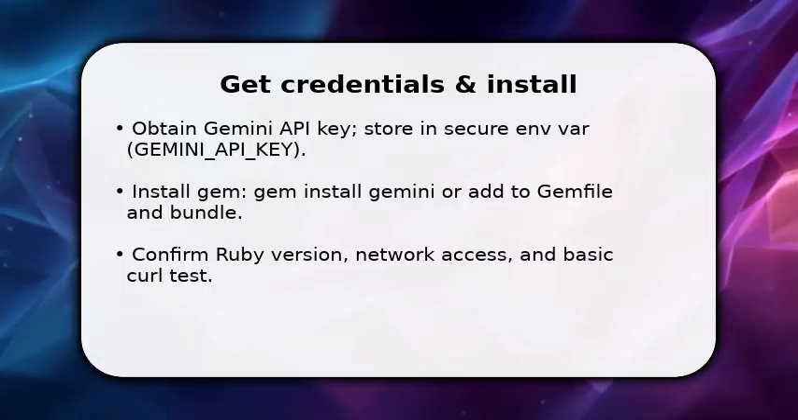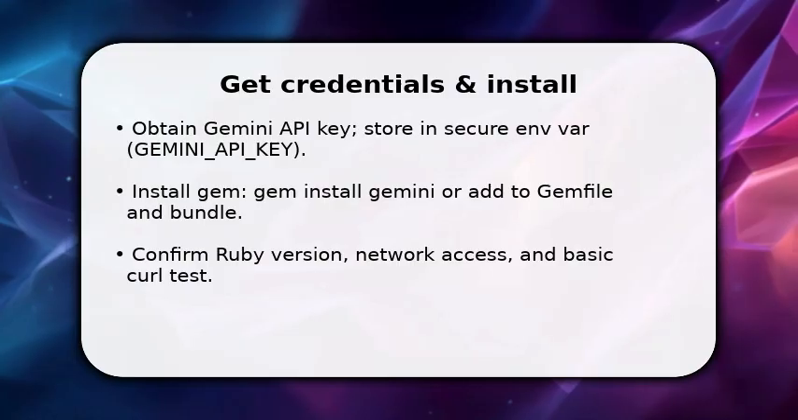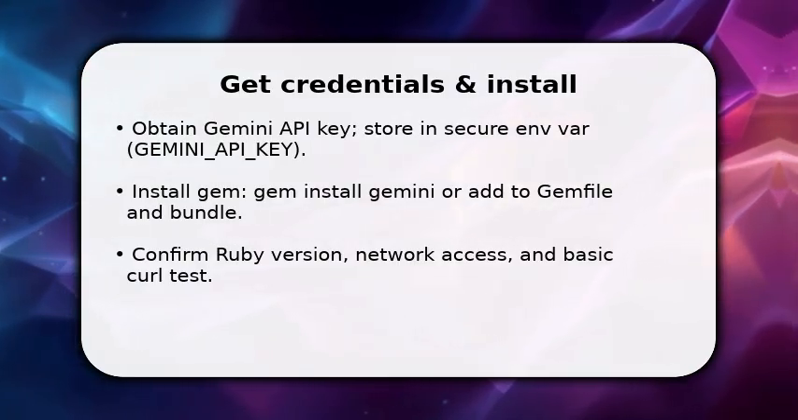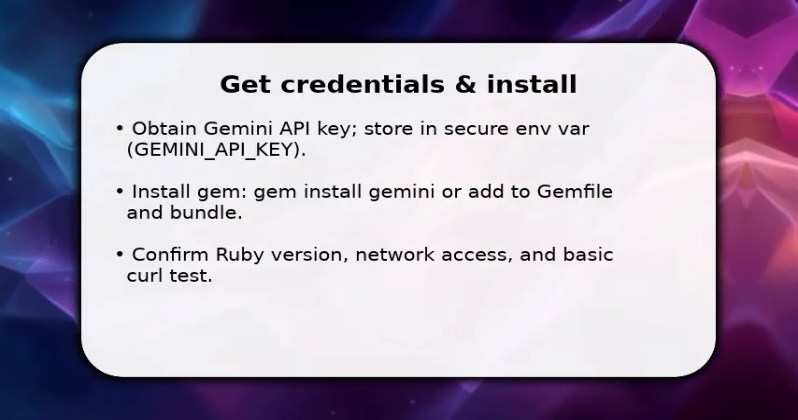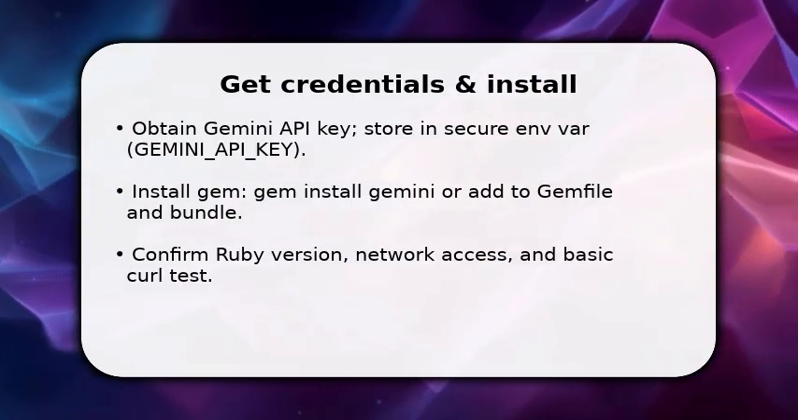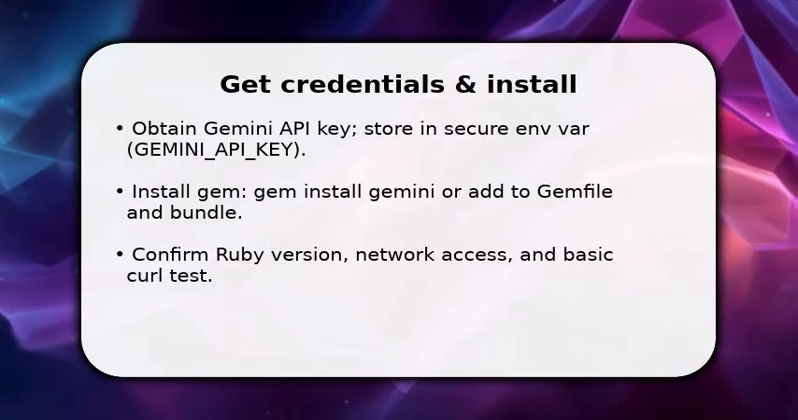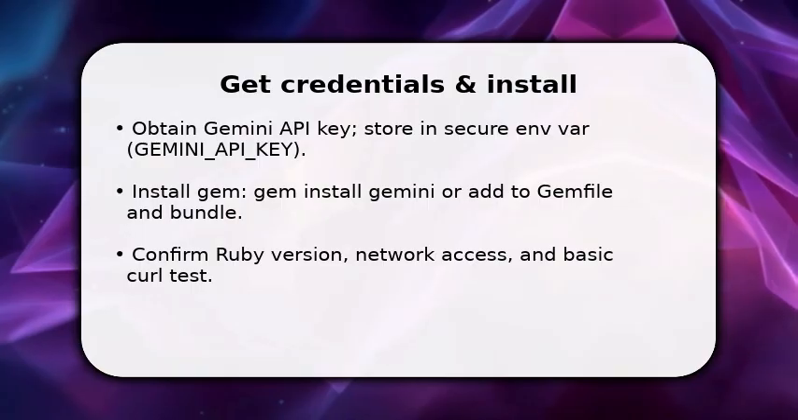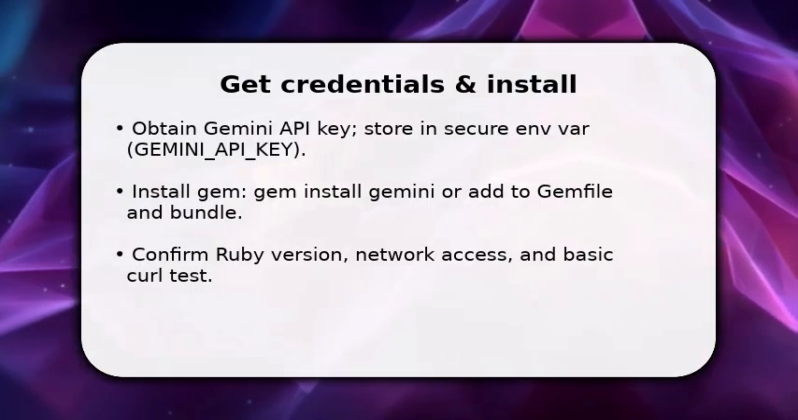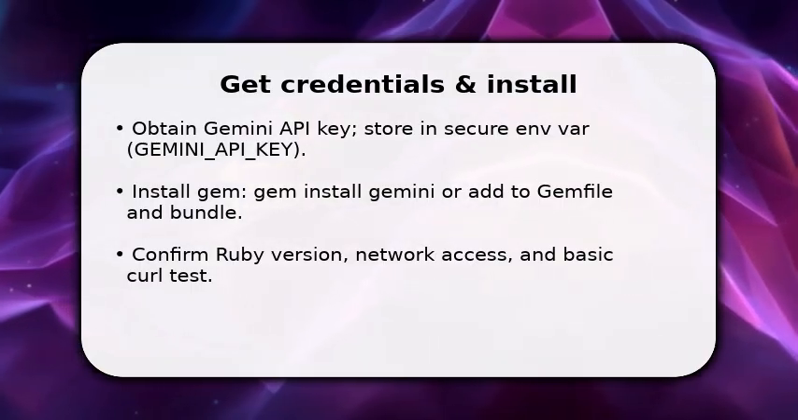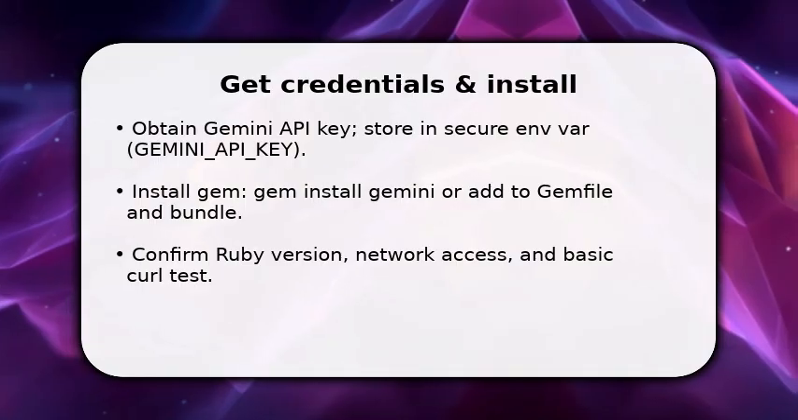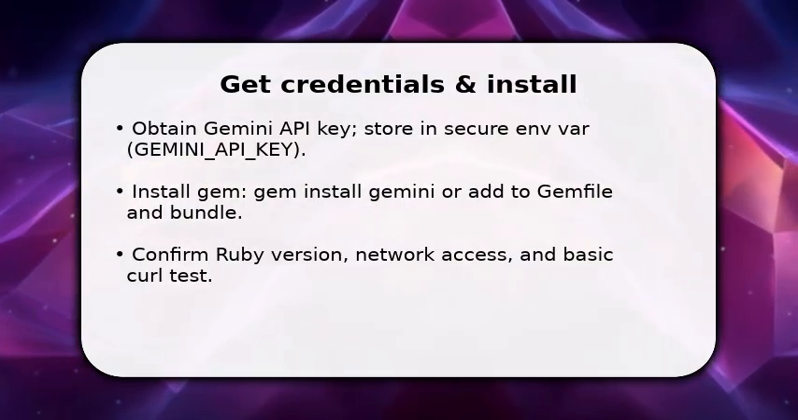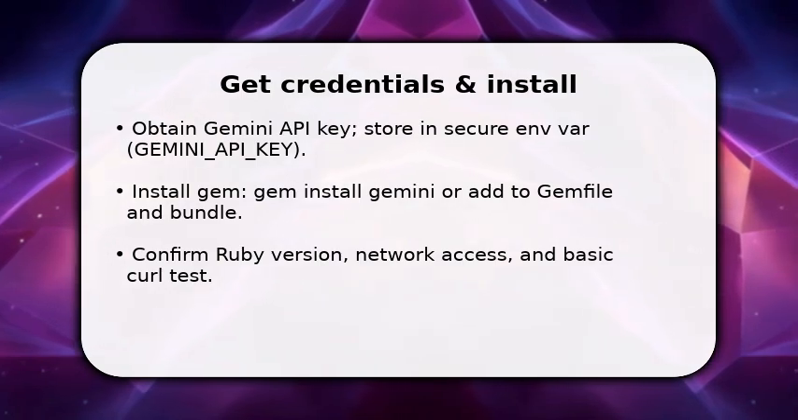You begin by securing your Gemini API key and placing it in an environment variable such as GEMINI_API_KEY. Once done, install the official gem with gem install gemini or add it to your Gemfile and bundle. Make sure your Ruby version meets the gem's requirements and that you can reach the endpoint with a simple curl test. Now create a minimal client in your app that reads the env var and makes an authenticated handshake request to verify credentials and connectivity.